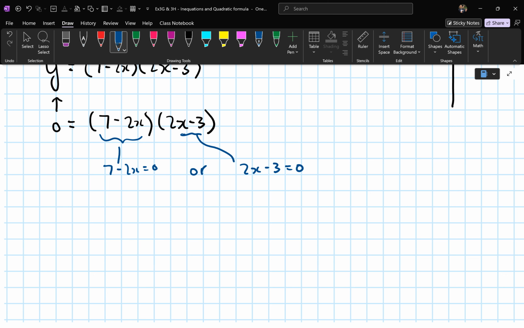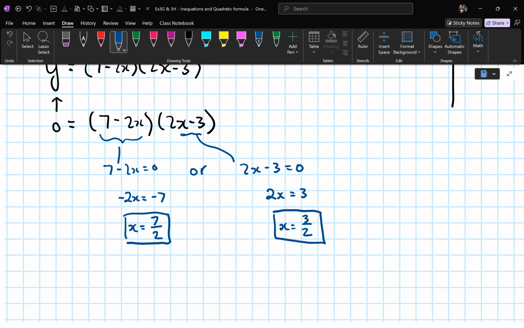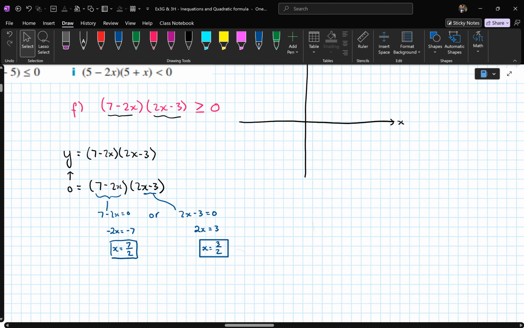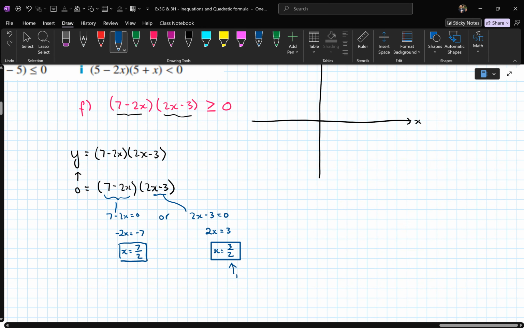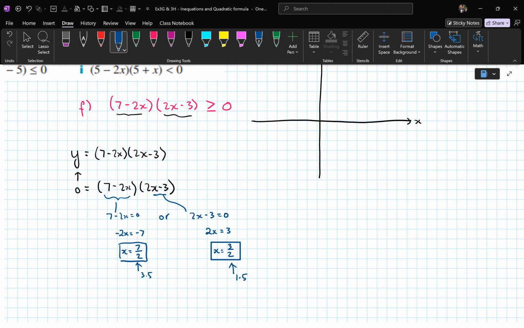Let's solve for them. Minus 7 on both sides, you get negative 2x equals negative 7. Divide both sides by negative 2, and you get 7 on 2 for one of the solutions. And then same thing over here, we add 3, because that's the opposite of minus 3, and then divide by 2, because that's the opposite of times, and we get 3 on 2 as our second solution. So that means the x-intercepts are at either 1.5 or 3.5, okay? Or you can leave it as fractions, but 3 on 2 is somewhere over here, and then 7 on 2 is somewhere over here, right?